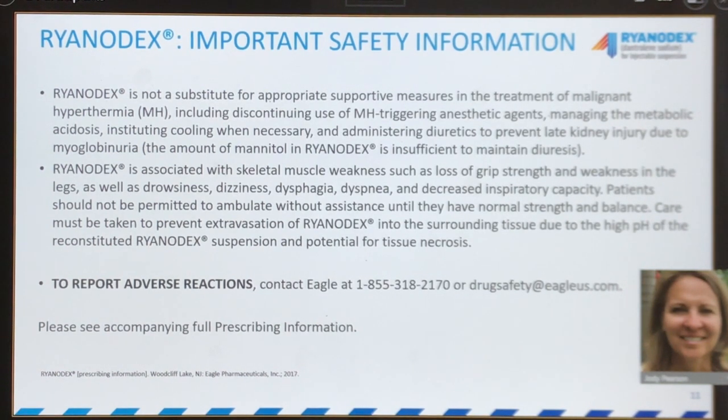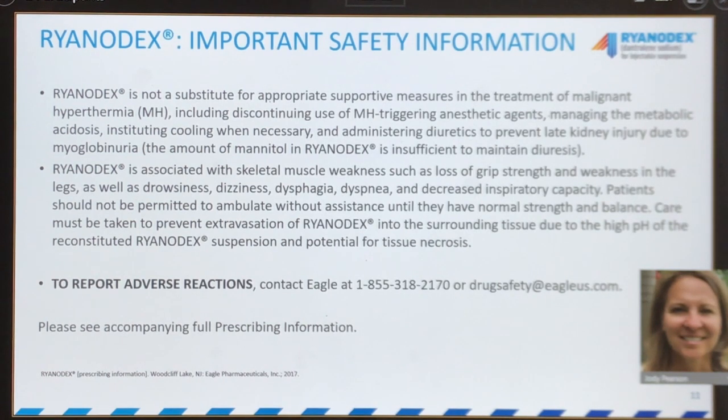And so it's important to know that, I have been asked at times, well, what if you've given Ryanodex and it's not MH? Well, then it's important for you to know what the side effect profile is. And so I'll just read this here. Ryanodex is associated with skeletal muscle weakness, such as loss of grip strength and weakness in the legs, as well as drowsiness, dizziness, dysphagia, dyspnea, and decreased inspiratory capacity. Patients should not be permitted to ambulate without assistance until they have normal strength and balance, and care must be taken to prevent extravasation of Ryanodex into the surrounding tissue due to the high pH of the reconstituted Ryanodex suspension and potential for tissue necrosis.